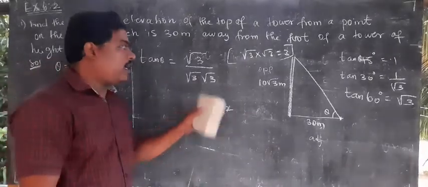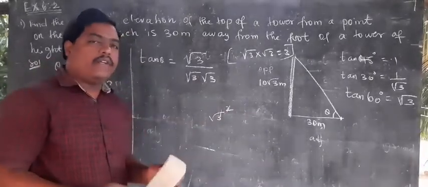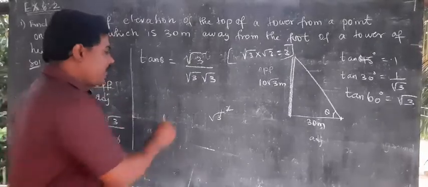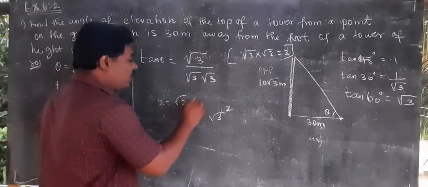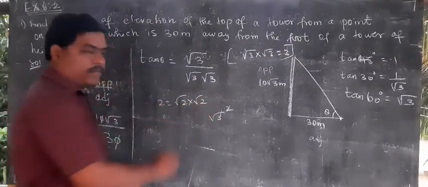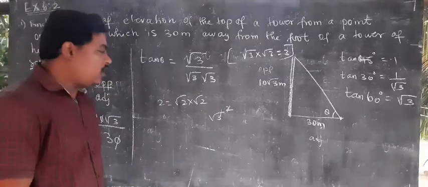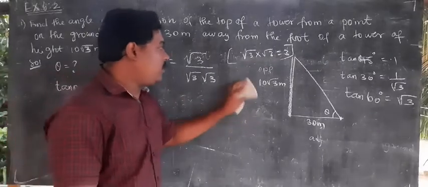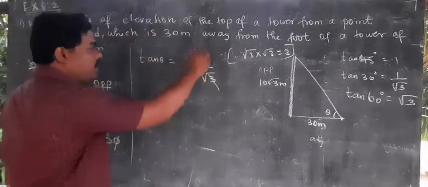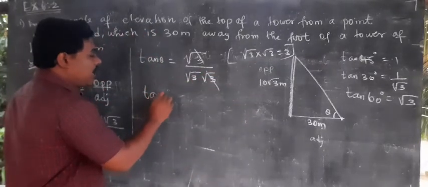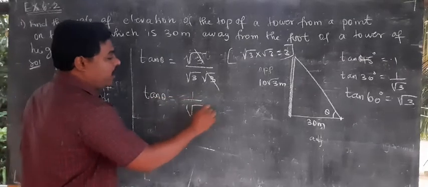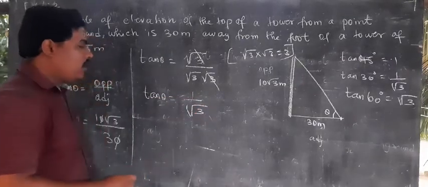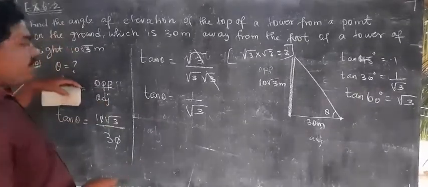So always, any number we are having, we write like this. Suppose we are having 2, we write root 2 into root 2. This is equal to 2. For x, root x into root x. Like that we need to write. So root 3 cancelled. So tan theta equal to 1 by root 3. We need to find what? Theta we need to find.